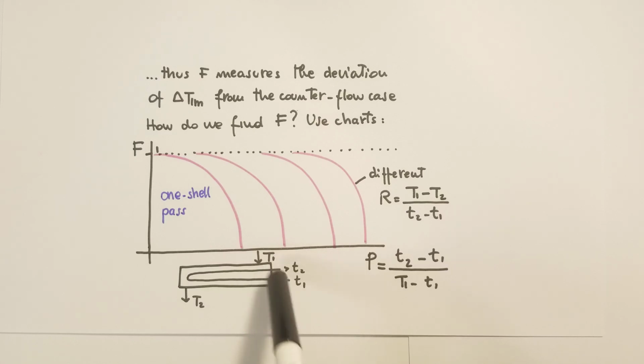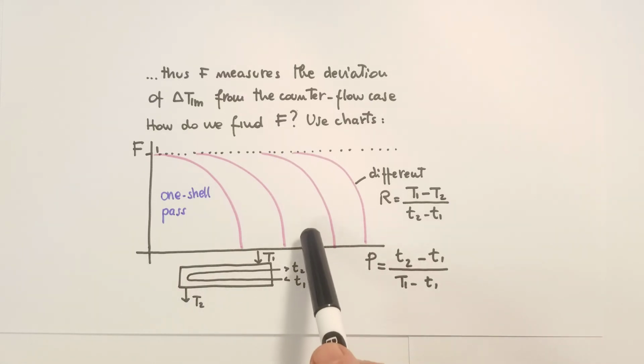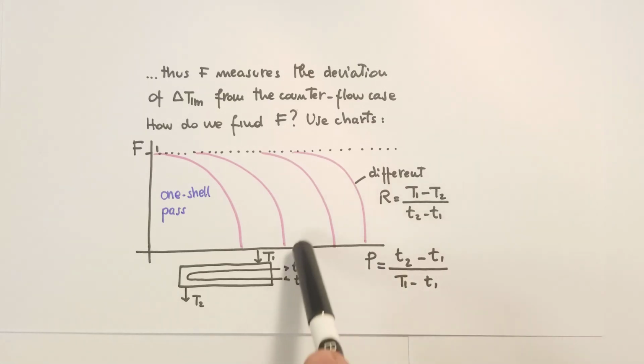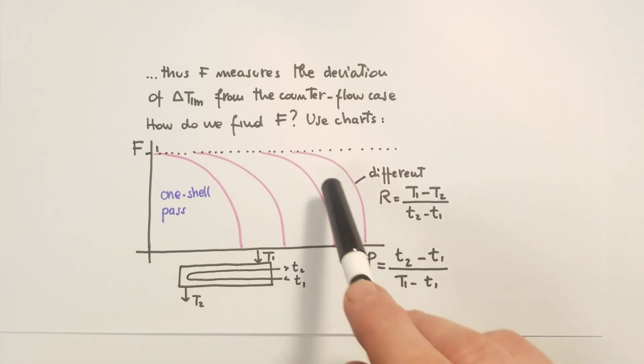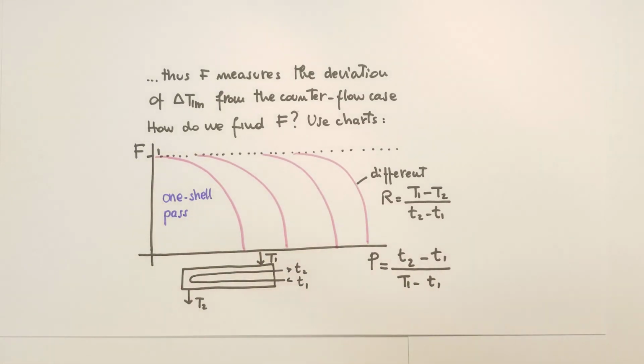Once we are given these 4 values, we can compute P, so we know where we are located on the x-axis. Then we have to move up until we reach the pink line of interest. And how do we find the pink line? Well, we have to compute the value of R. Once we have the location that we want, you just move to the left and we find F. We note F is always smaller than 1, and this is correct because we saw before that the log mean temperature difference for a cross flow is always larger than the log mean temperature difference for another heat exchanger.